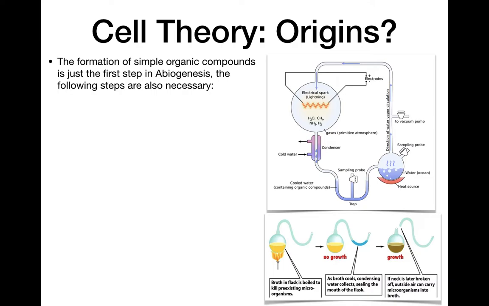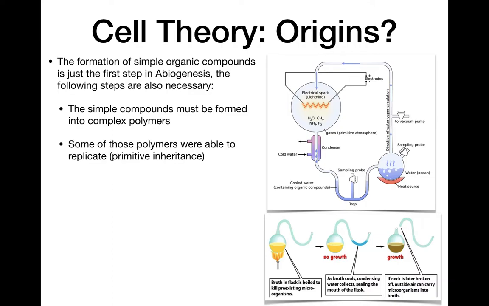So the formation of simple organic compounds is just the very first step of abiogenesis. That's what Miller and Urey did find in their experiment. But then after that, we have to have the next following steps. Those simple compounds have to then be formed into complex polymers. So simple carbohydrates, like sugars, becoming larger carbohydrates like starches, developing into larger molecules.